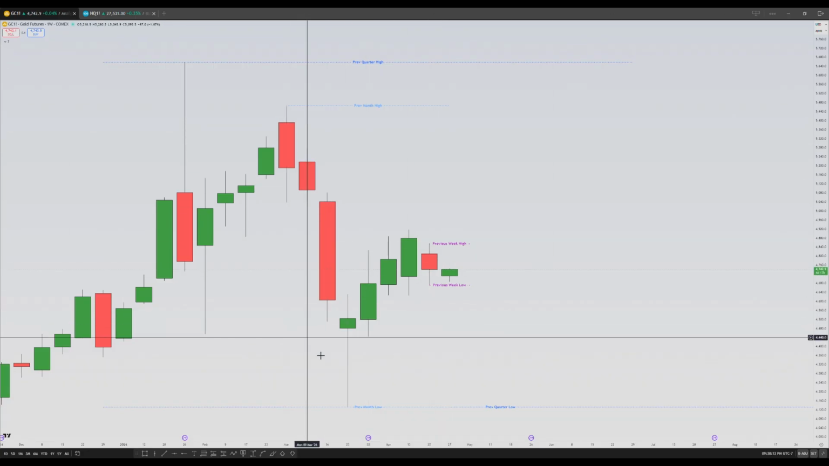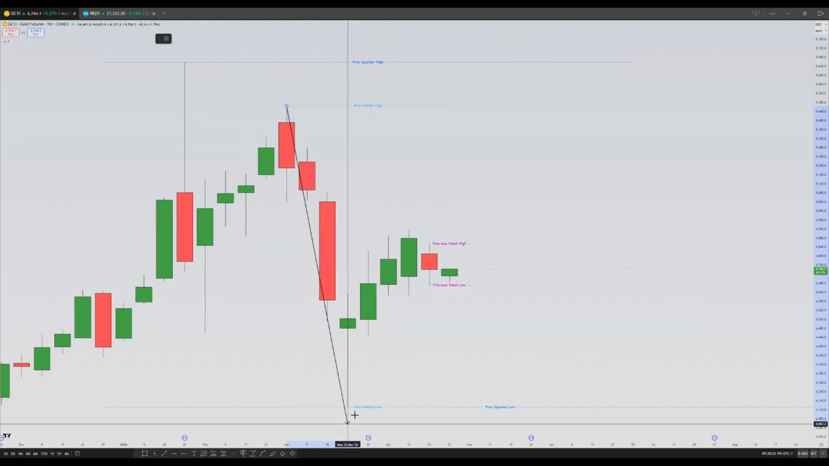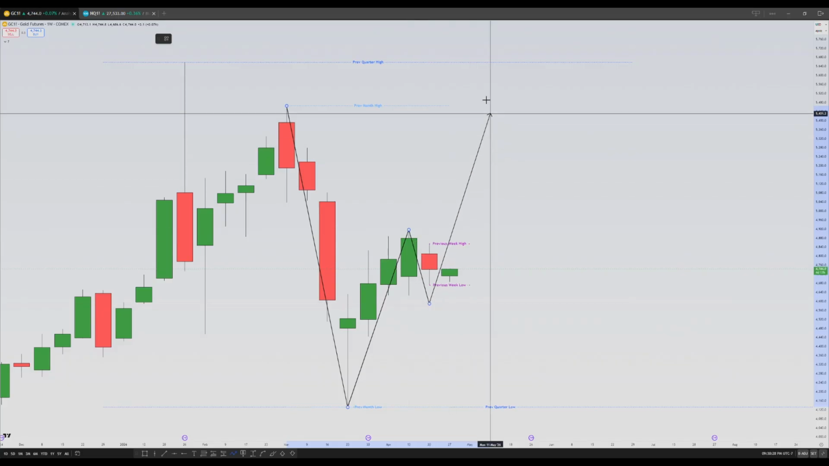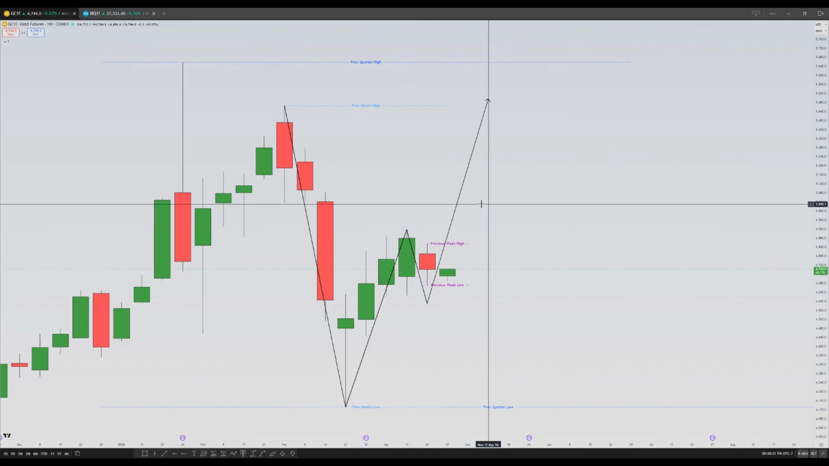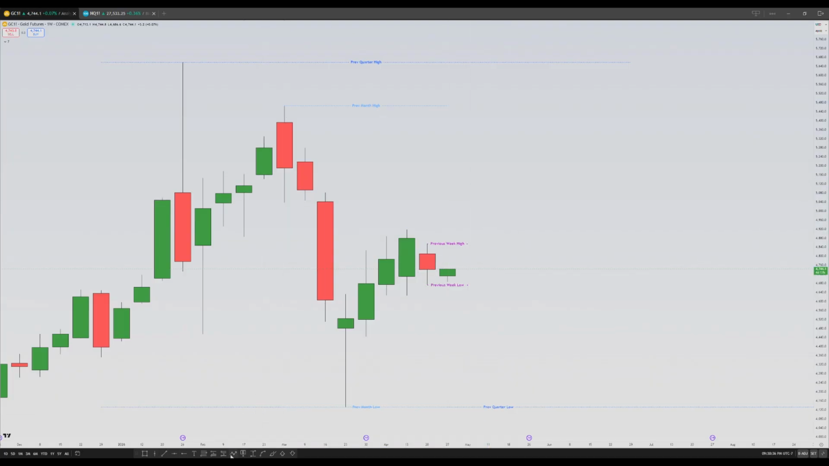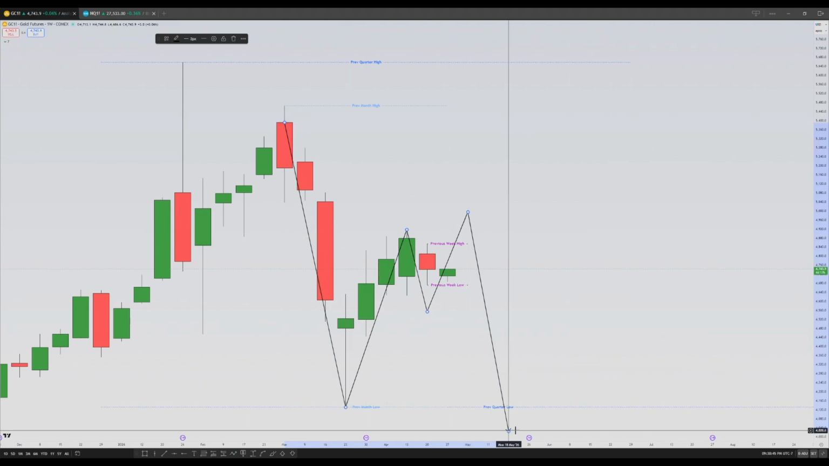Could possibly see this down, and we have this move here. We have here, here, here, here, and now we could possibly start to see price start trading higher again, or we have here, here, here, here, possibly here, and then go here again.